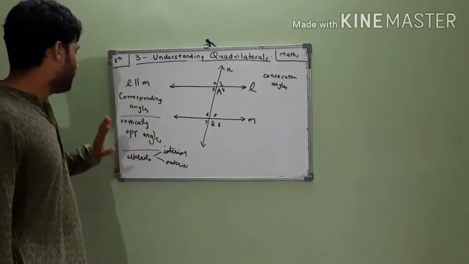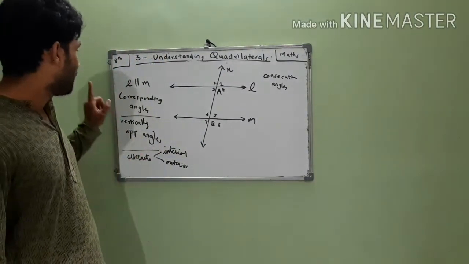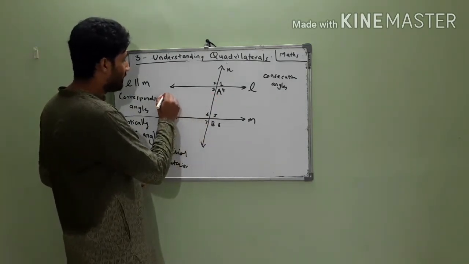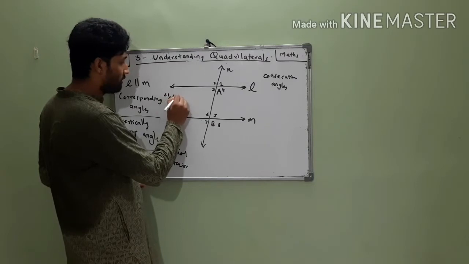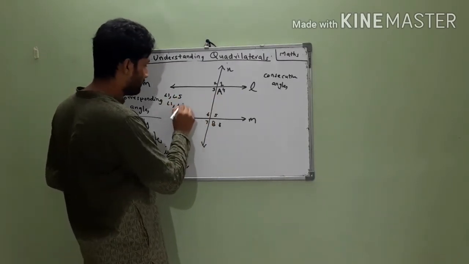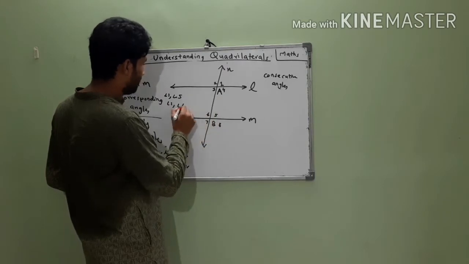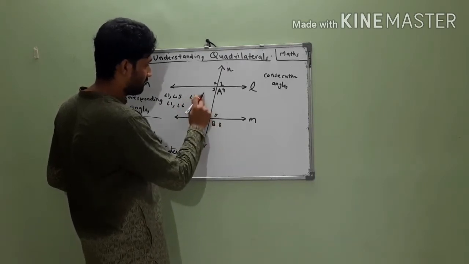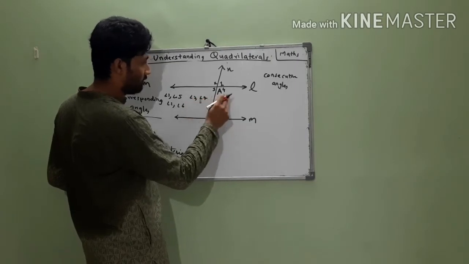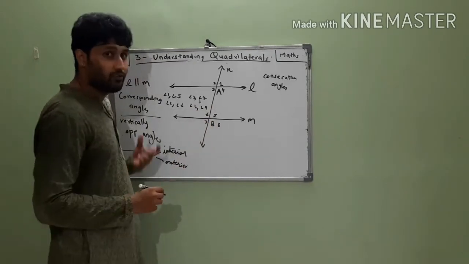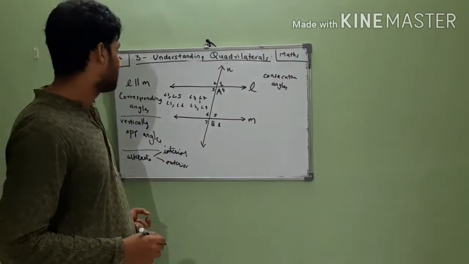So totally we have 4 types of angles, corresponding angles. So the example will be angle 1 and angle 5. Second example is angle 2 and angle 6. Third example is angle 3 and angle 7. And fourth example is angle 4 and angle 8. These are 4 pairs of corresponding angles.